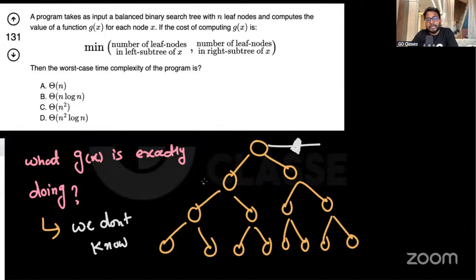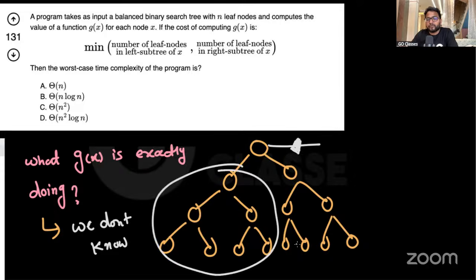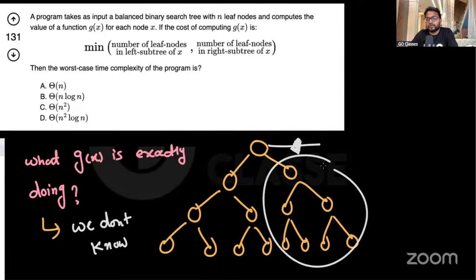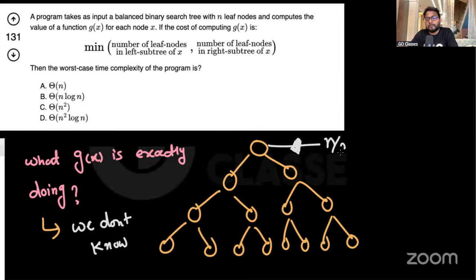But if I want to calculate gx on this node, then the cost will be the minimum number of leaf nodes in the left and right subtree. The number of leaf nodes here is n by 2 and here is n by 2, so the minimum is n by 2. The cost of computing gx at this particular node is n by 2 only. Is this clear to everyone?